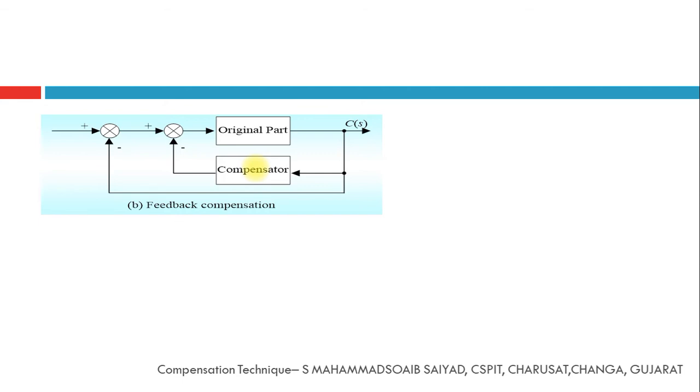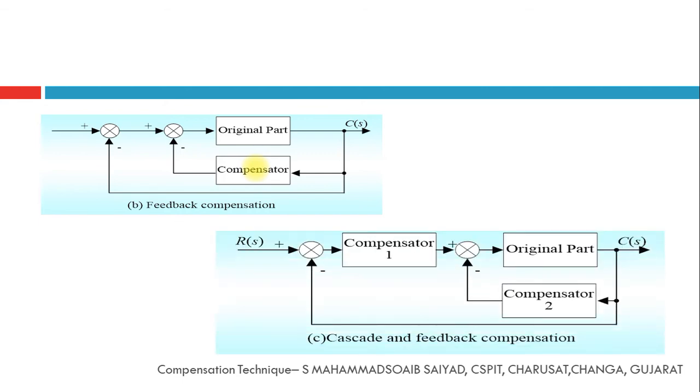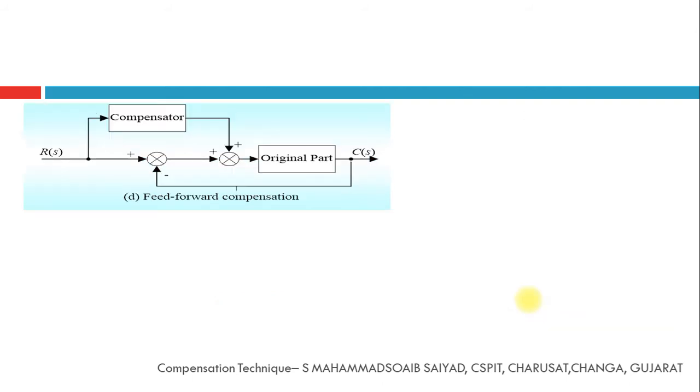This is more or less similar to parallel compensation. Another one is the combination of these, which is cascade feedback compensation. You have compensator number 1 here and compensator number 2 here. Compensator 1 is in series and compensator 2 is in parallel, so we can say it is a cascade and feedback configuration. Depending upon system requirements, the compensator will be placed in series, parallel, cascade or feedback.